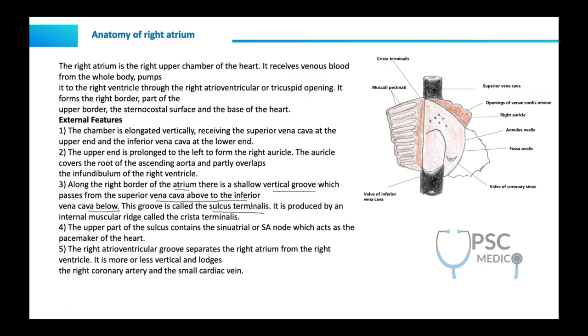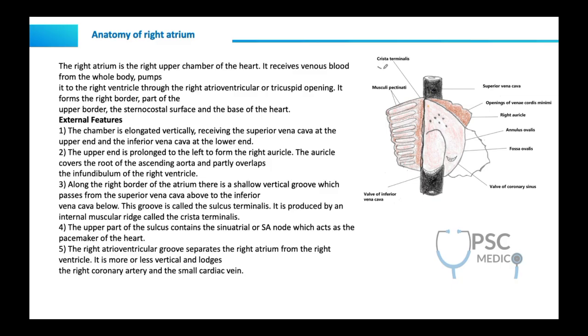Okay, try looking at the image. We have a groove like opening. Okay, it's not seen here. Externally, from the right border of the atrium, it passes from superior vena cava to the inferior vena cava, and we call it sulcus terminalis. It's an external finding. Okay, and it is because of the crista terminalis, which is present internally.